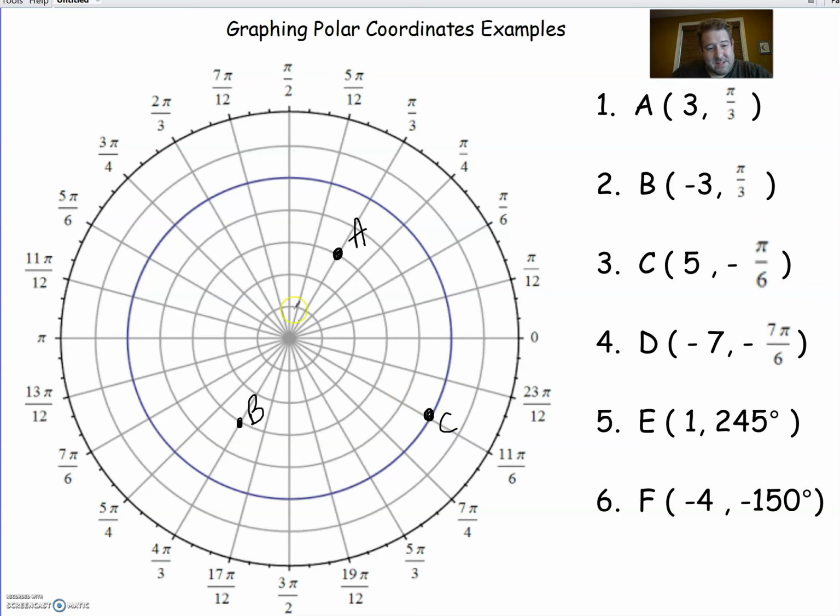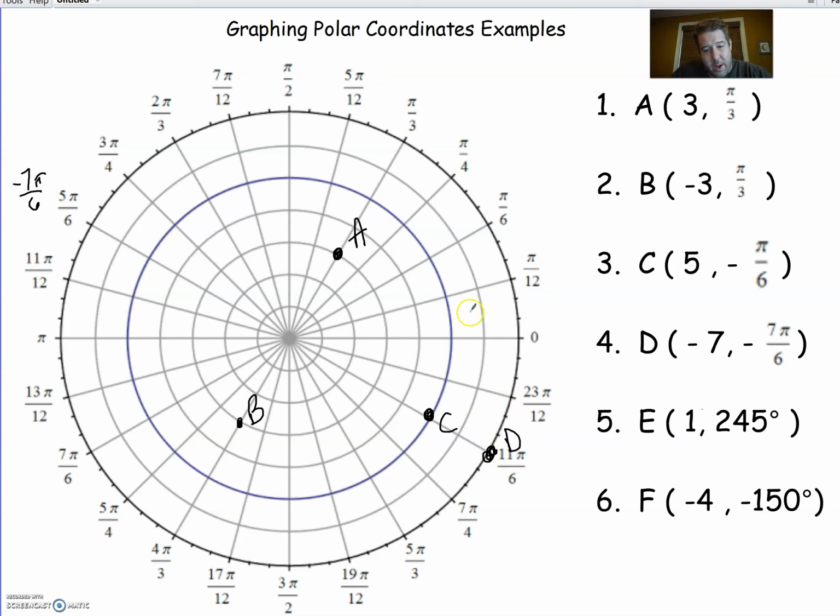And then D is (-7, -7 pi over 6). Okay, so we have a negative angle and a negative radius. The first thing I'm going to do is go -7 pi over 6. That's 6 pi over 6, so 7 pi over 6 would be 1/6 more. This line right here represents -7 pi over 6, because I went this way. But it's then going -7, so I'm going to go towards 11 pi over 6 because that's the opposite direction. That would be 1, 2, 3, 4, 5, 6, 7. And there is point D.